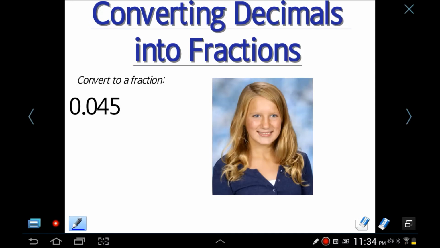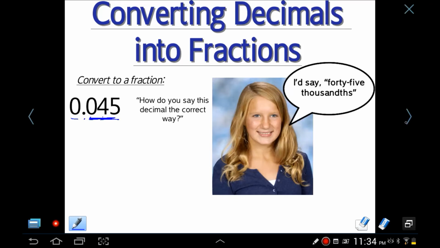Now, how do you say this? 0.045. Now, that's the wrong way to say it, and I'm betting Samantha knows how to say it the correct way. And Samantha would say 45 thousandths. The 5 is in the thousandths place, so that is why she said thousandths. You always say the last value that is in the decimal, 45 thousandths. And there you have it, 45 thousandths.